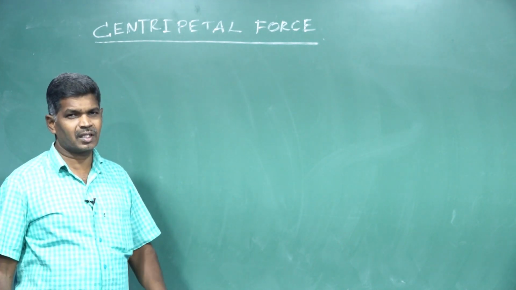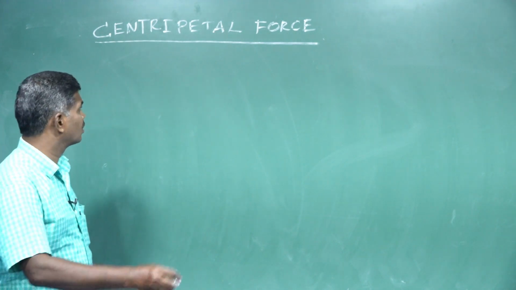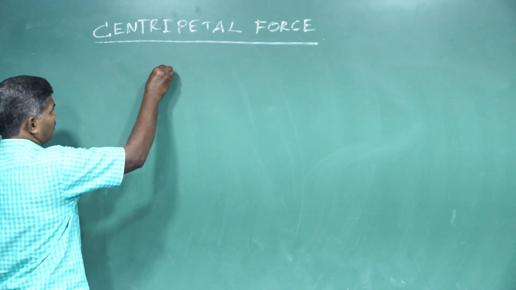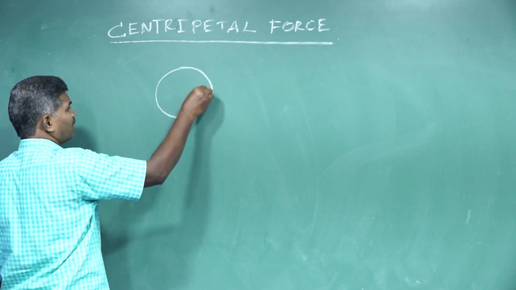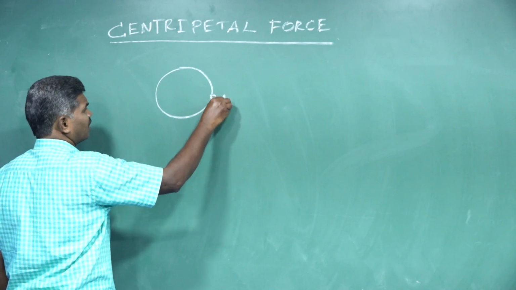the particle can experience acceleration, because suppose we take that circular path, and one of the particles can be taken as A.